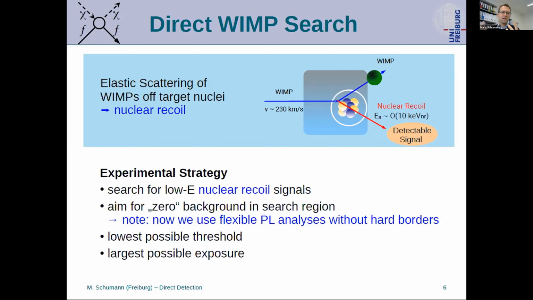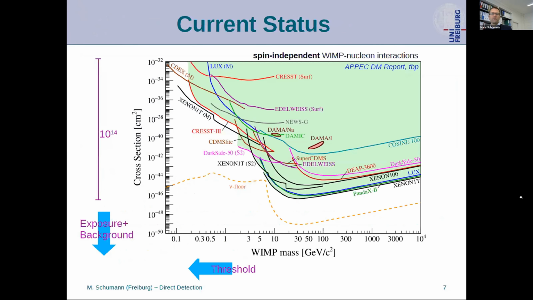So to be sensitive, you need a high exposure. So what is the current status of the field? There are many experiments out there, and what is shown here are the results for spin-independent WIMP-nucleon interactions.